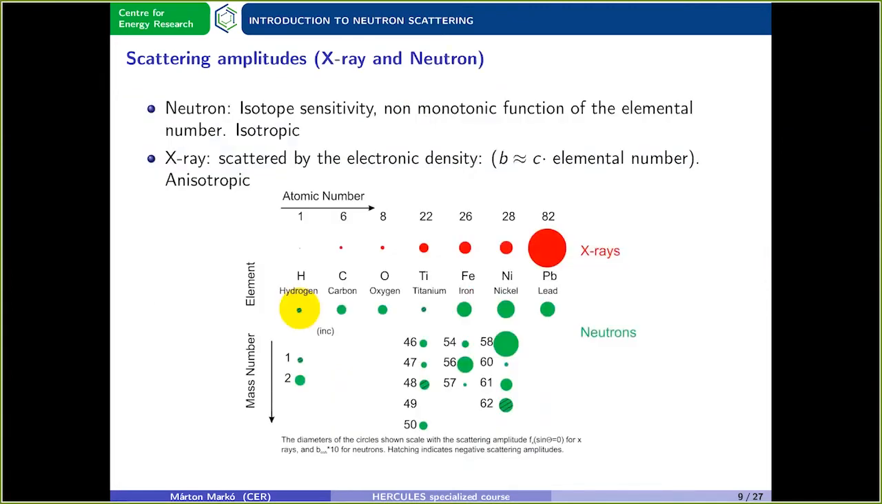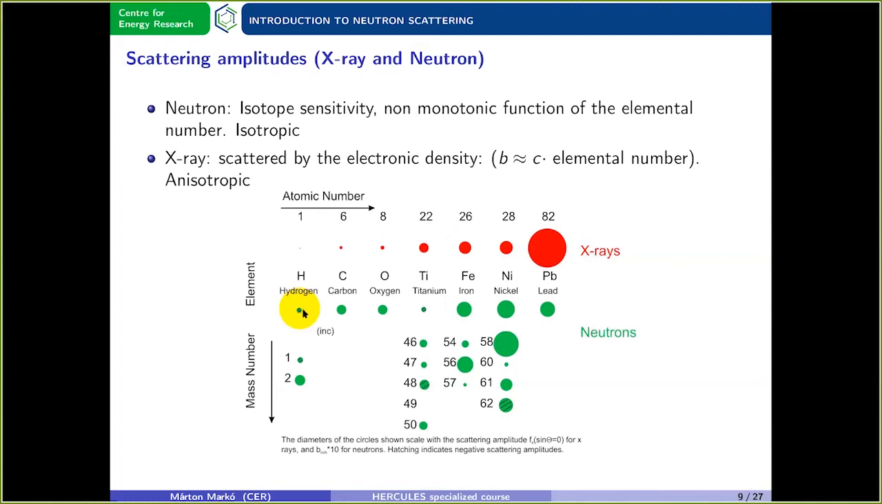So let's look at what the scattering amplitudes are for X-ray and neutrons. As I told, the neutron has isotope sensitivity, so we can see different isotopes. X-ray is going with the square, and neutrons scattering length is roughly random as we go up with z, and it can change very lot within one element at the different isotopes. What we see here at the hydrogen, this yellow big circle is the so-called incoherent scattering. I will speak a little bit later about it.